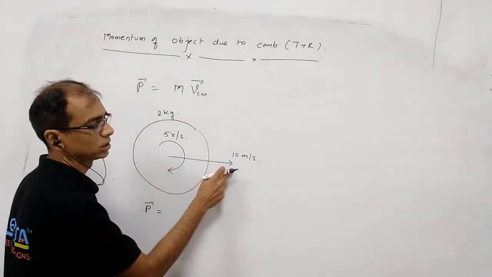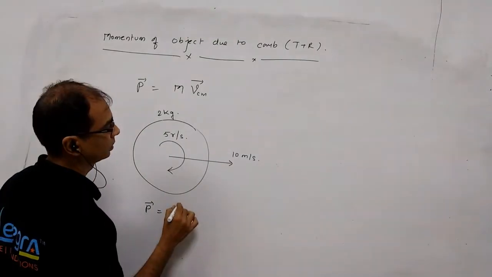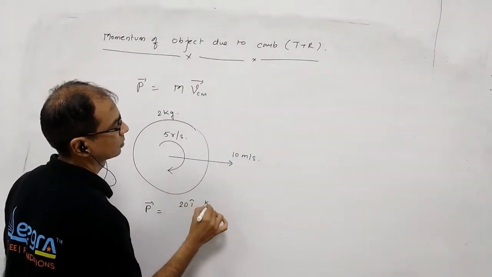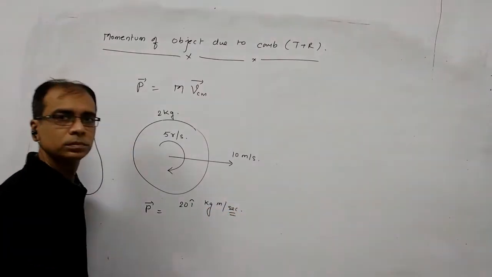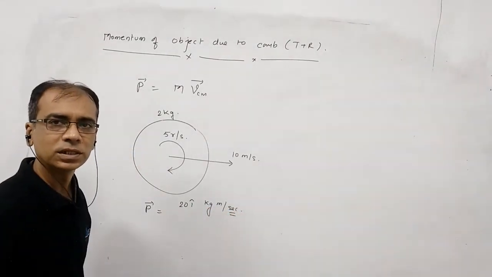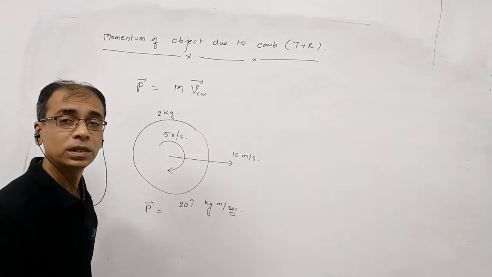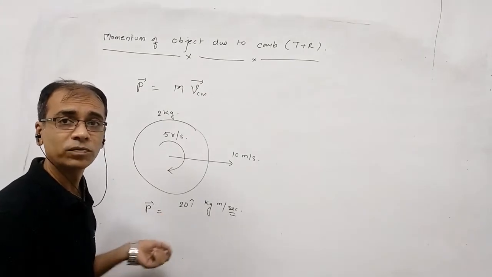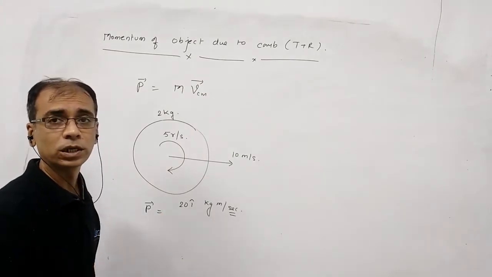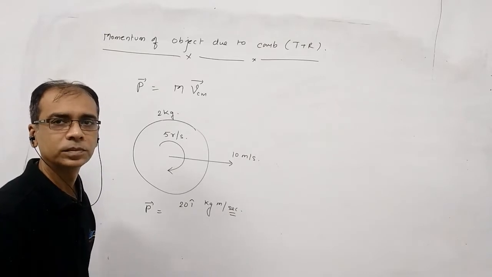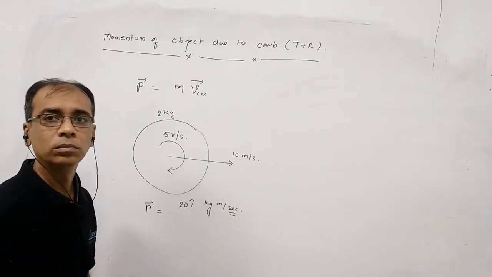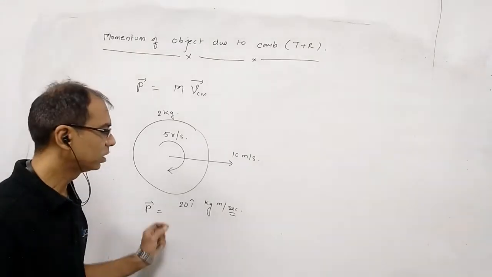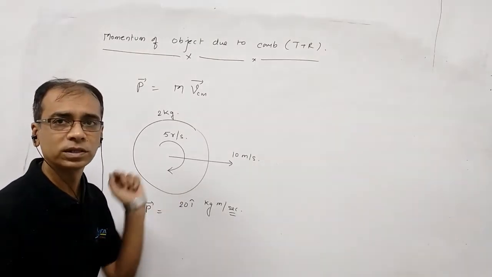mass into velocity of center of mass. That means 20 kg meter per second. 20 kg meter per second. So does it mean that there is no impact of the rate at which it is rotating? Yes. There is no impact of rotation on momentum. Momentum will remain mass into velocity of center of mass.